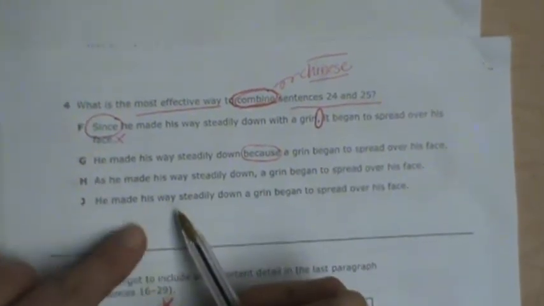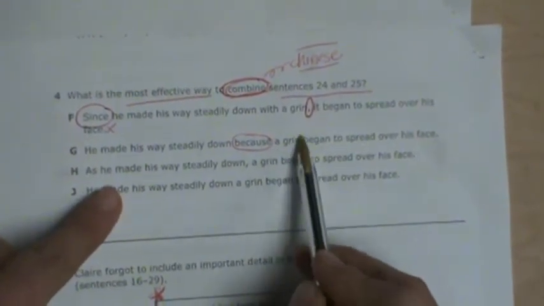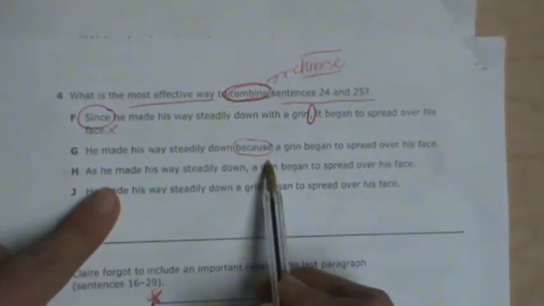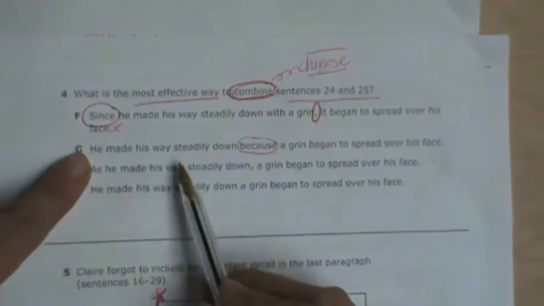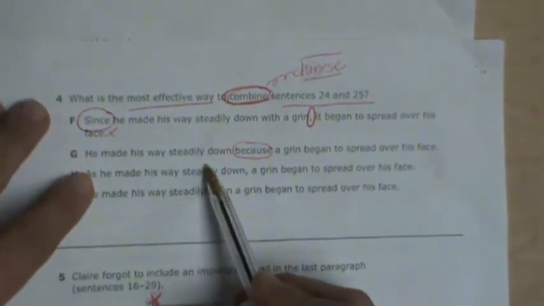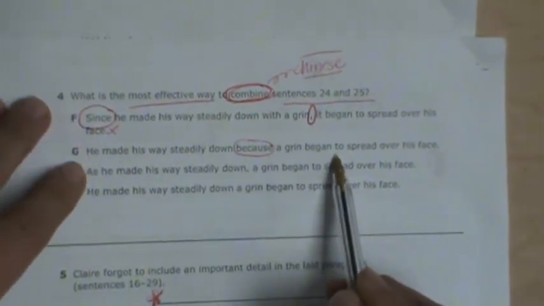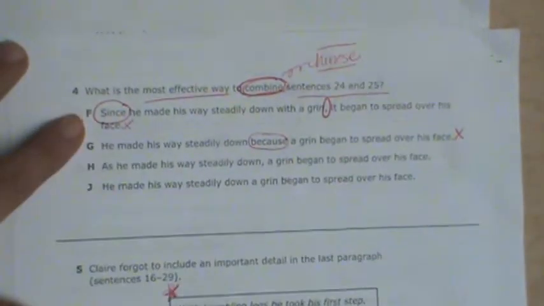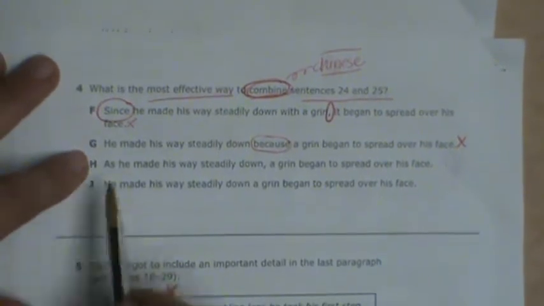I think they have it backwards. It needed to say over here, a grin began to spread over his face because he made his way steadily down. He's not making his way steadily down because he has a grin. He has a grin because he made his way steadily down. So that's not a good choice. Even though grammatically these would work with the awubis and the commas, you have to look at what it's actually saying and see if it makes sense.